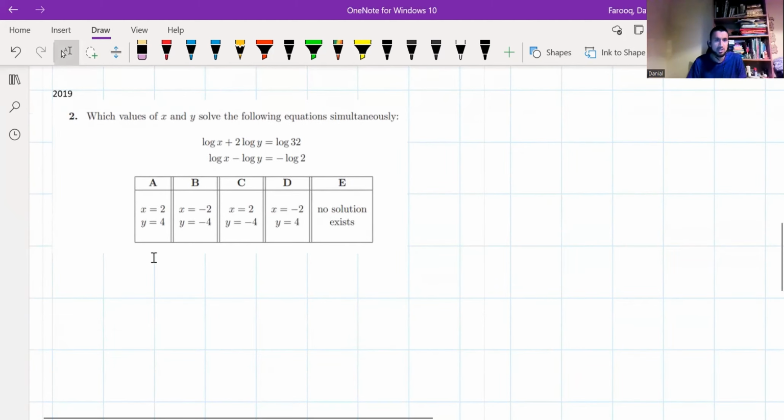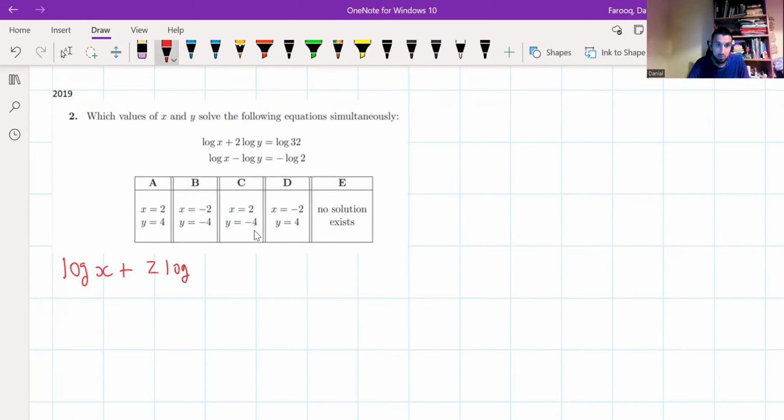Okay, so now we'll continue with logs. So which values of x and y solve the following simultaneous equations? Okay, so we'll look at each one individually and then combine. So the first one we have is log x plus 2 log y equals log 32. Now we can combine them, but this has two of them, okay?